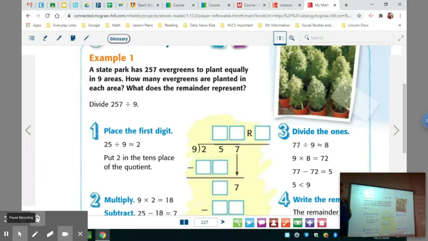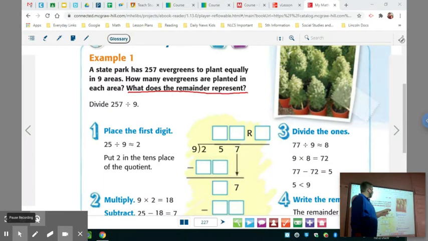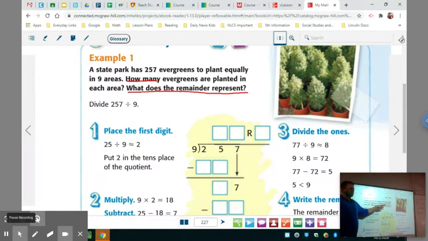All right, so the question is, what does the remainder represent? And also it just says how many. So we're going to answer 2 problems here. One, what's the answer? How many can you put equally in each area? And then the second part is, what does that extra stuff mean in this problem?